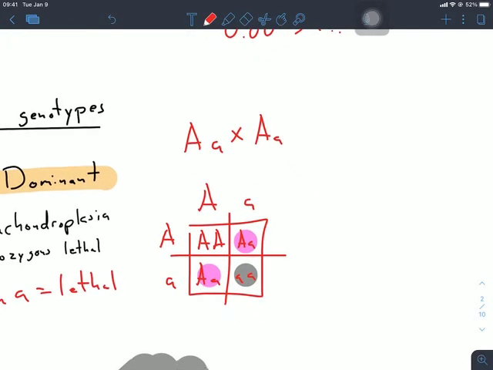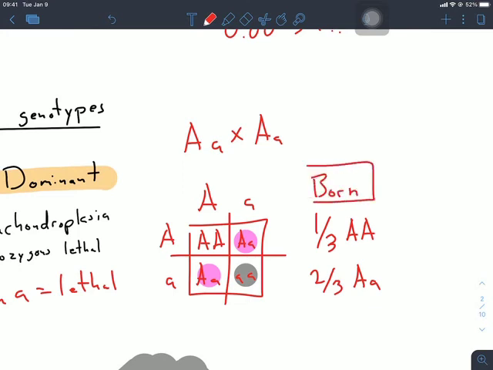That means our expected probability ratios here for children who are born would be 1/3 capital A, capital A, and 2/3 heterozygous, for children who are born.